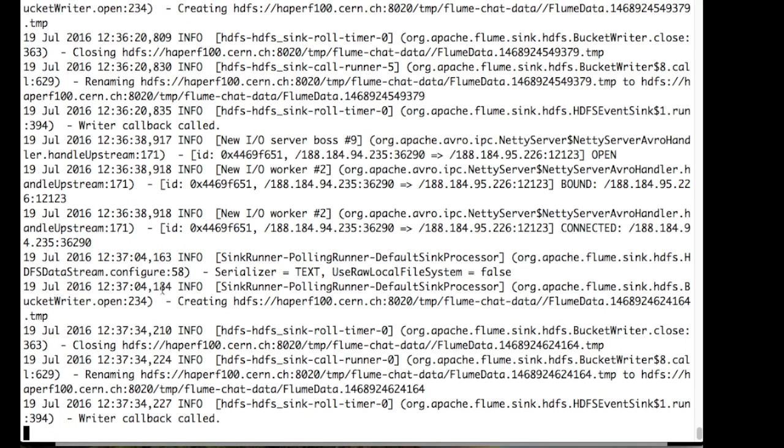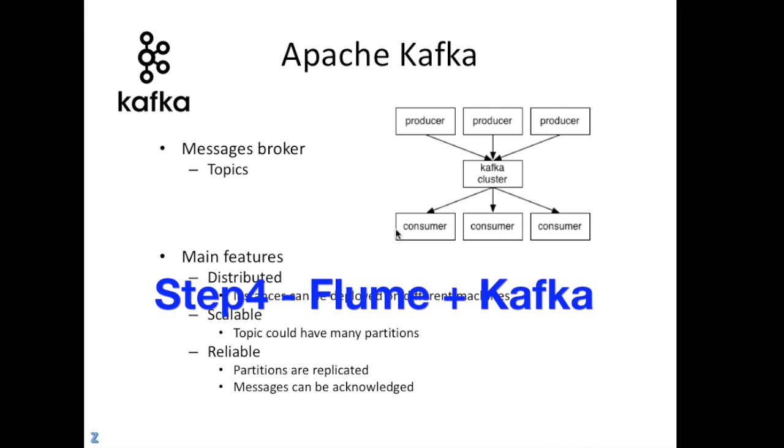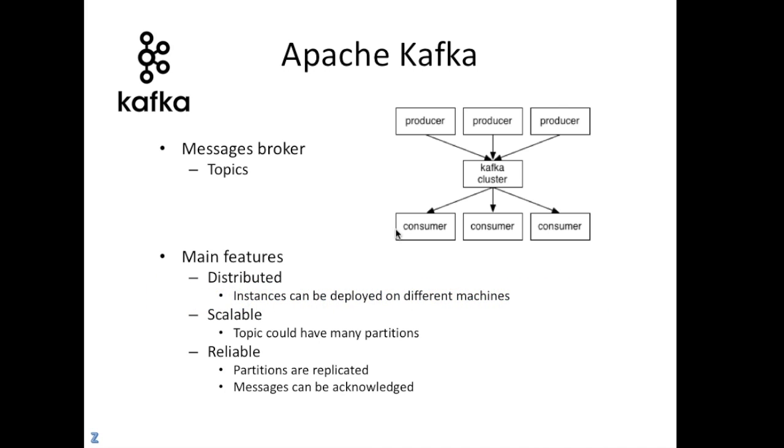Okay, so that's it for the first use case of the Flume chat, and now we can move to a better approach for this Flume chat, where we will use a broker of messages. This step will demonstrate how to connect Flume agents with Apache Kafka. So what is Apache Kafka and why do we want to do it? First of all, Apache Kafka is a message broker which is distributed and is scalable and reliable.